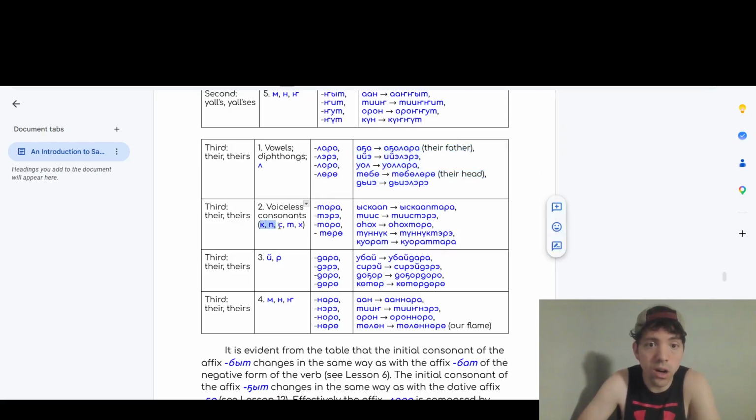Voiceless consonants, which are ka, pa, sa, ta, or ka. Then you can add tara, tere, toro, tudu. Uskap, uskaptara. Tis, tere. Ohoch, ohochtara. Tunuk, tere. Quarat, quaratara. And you have that double T there, and that's kind of a double T similar to the double T in Korean or the tensed T with the little tsu before it in Japanese. If you know either of those languages, that sound will be easier.